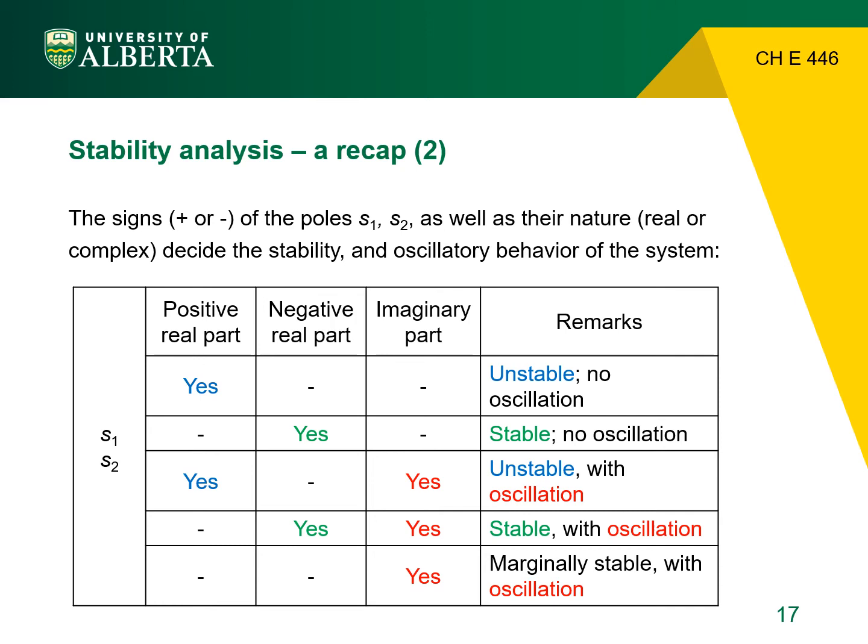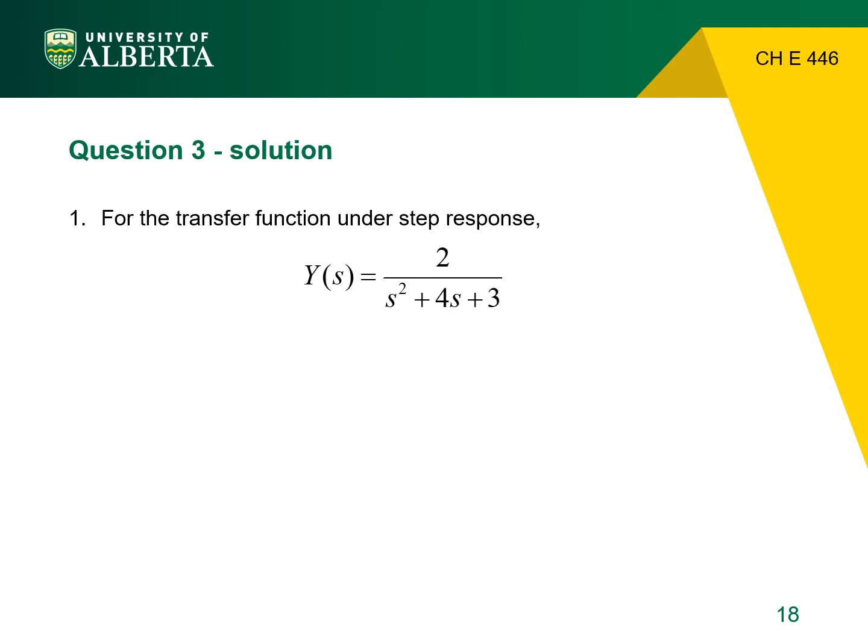Furthermore, if the poles have neither positive nor negative real parts, but only contain imaginary parts, the system is marginally stable with oscillation. Let us now get back to question 3 of the seminar.